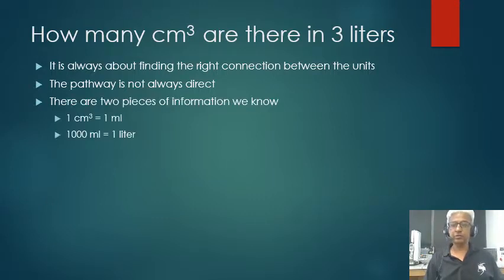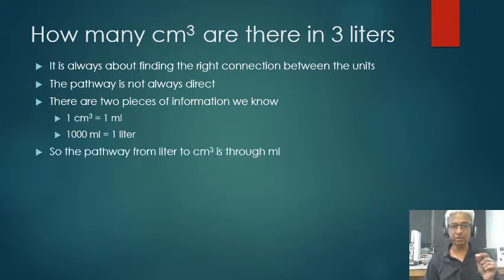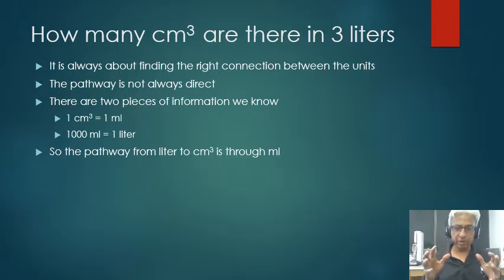There are 2 pieces of information we know. 1 centimeter cubed is equal to 1 milliliter, and 1000 milliliters is equal to 1 liter. So there seems to be some kind of pathway from liters to centimeter cubed through the milliliters. It is important that you identify these pieces of information in every problem so that you can create a sequence.